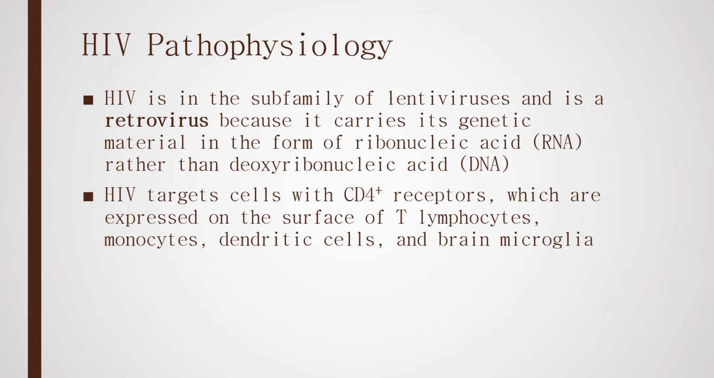So make sure to understand the pathophysiology. The HIV virus targets the cell with the CD4 plus receptor, which is one type of the T cells, expressed on the surface of the T lymphocytes, monocytes, dendritic cells, and brain microglia. So basically the target is the CD4 receptor. Now, if someone doesn't have that receptor, they won't be infected. But most people have that receptor in their T lymphocytes and they can be infected.